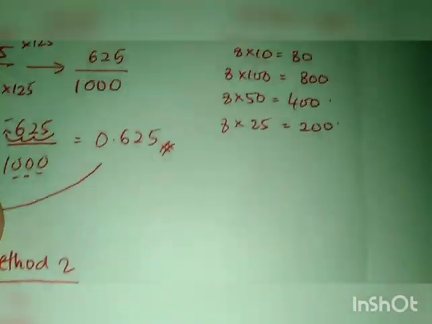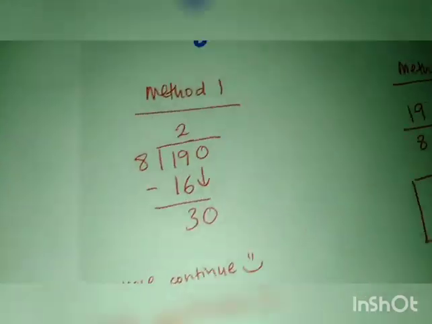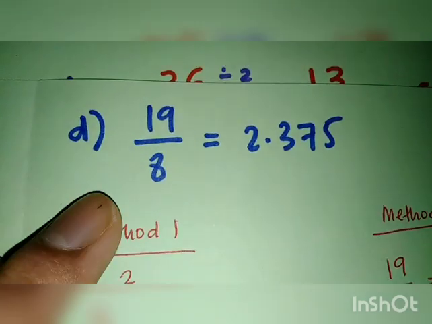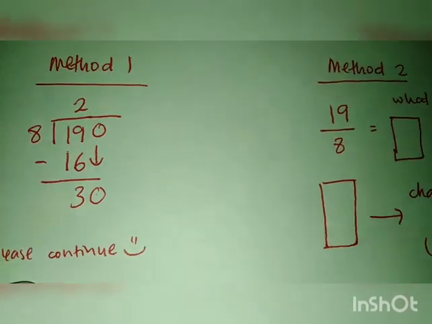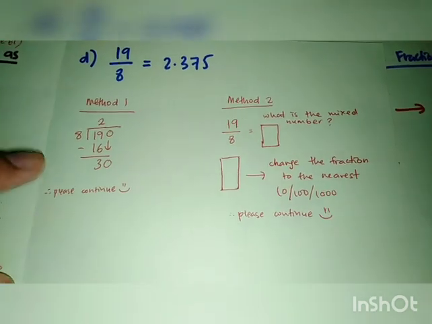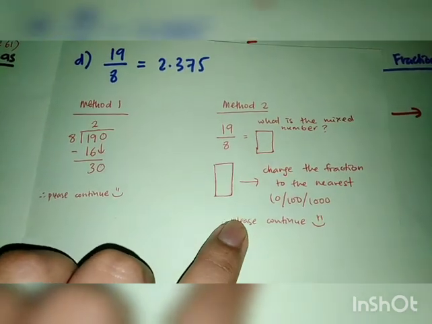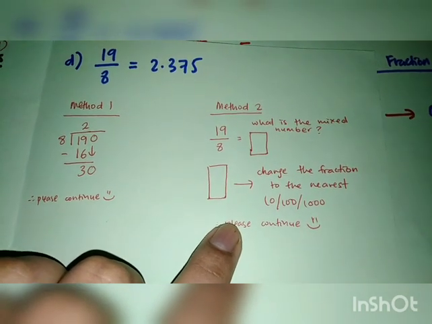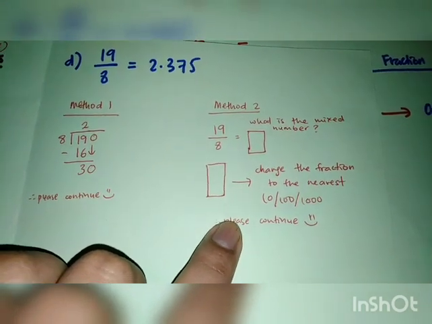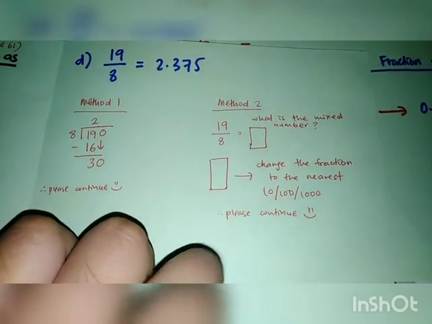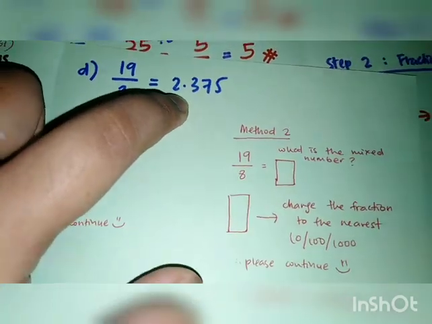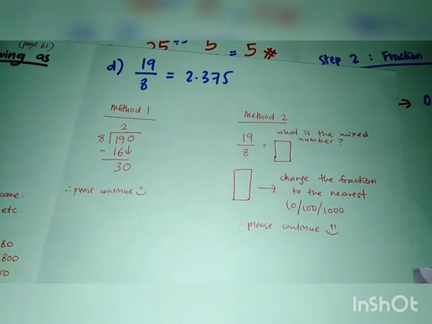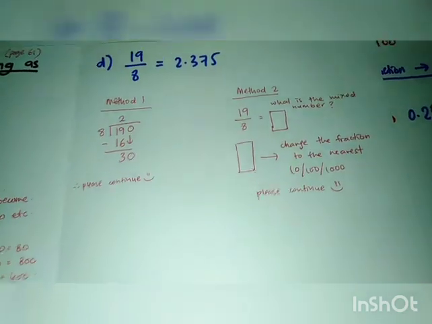Okay. So let's move to the next question, which is 19 over 8. I'm giving you the answer, 2.375. Here you can choose your own method. Either you use method 1 to do the long division, or you use method 2: convert the fraction first and then change to the nearest 10, 100 or 1000. I hope that you can get this answer, which is 2.375. Remember to show your calculation in your Shaping Maths books.